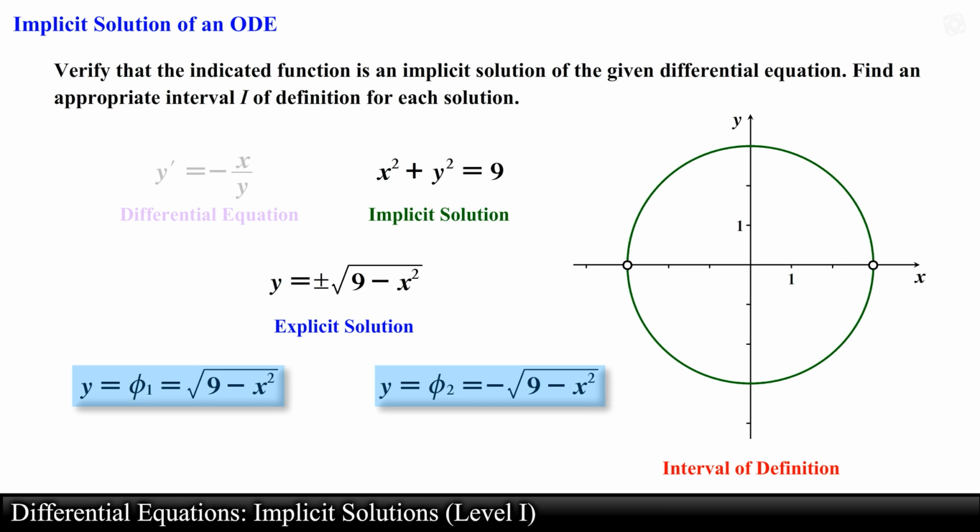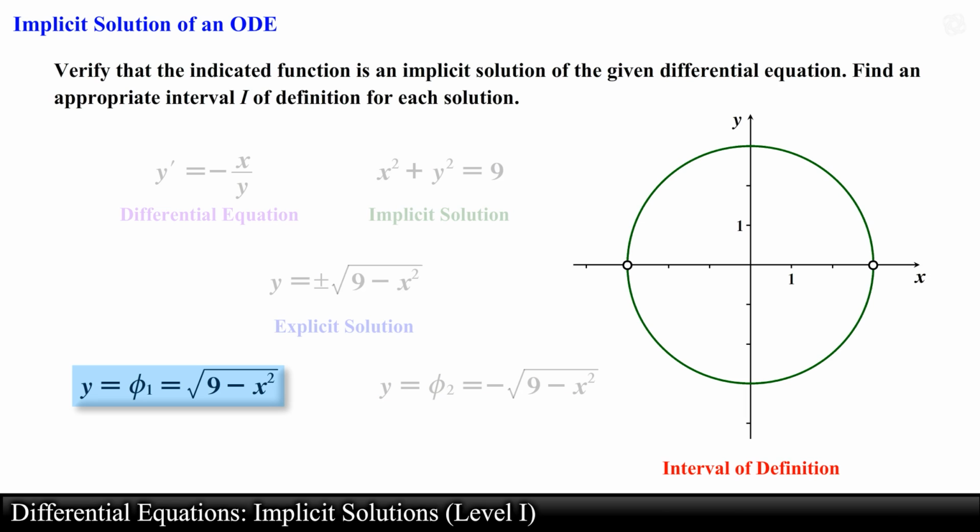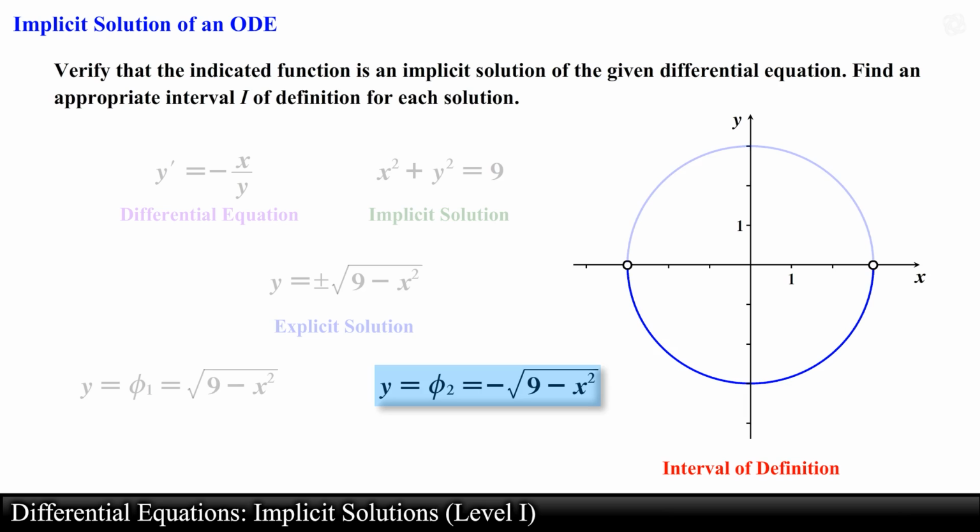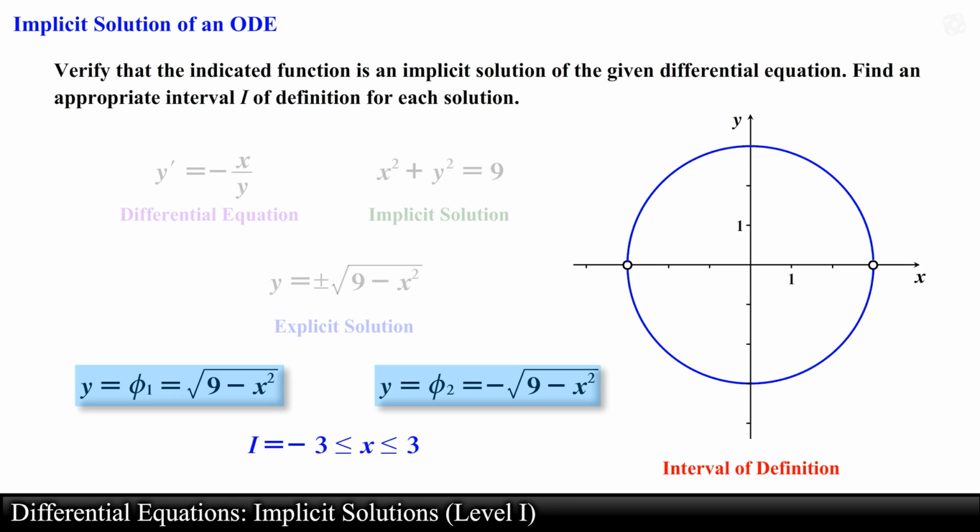Moreover, each explicit solution represents a segment of the implicit solution. The first explicit solution forms the top semicircle, and the negative explicit solution forms the bottom semicircle. In addition, notice that the domain of the explicit solution is defined from -3 inclusive to +3 inclusive. But, as we just saw, in order to satisfy the differential equation, these solutions can't be defined at x equals 3 and x equals -3.